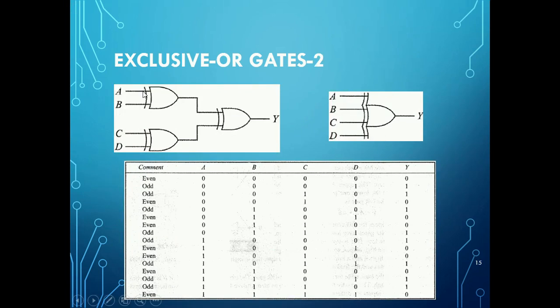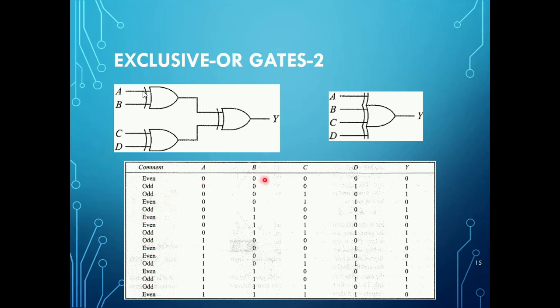The exclusive OR gate representation. So this is again a 4 input exclusive OR gate. A, B, C, D is the input and Y is the output. The same logical diagram can be represented in a simplified manner. So you can write this manner also: A, B, C are the input, connected to an exclusive OR gate, and then Y is the output. Here I have written some comments on whether the number of high inputs is odd or even. So here A, B, C, D is the input, Y is output.